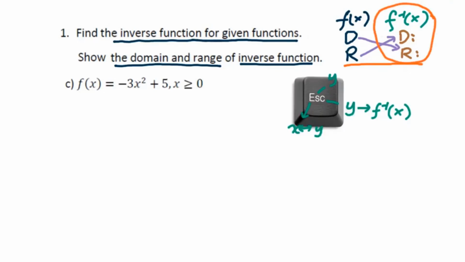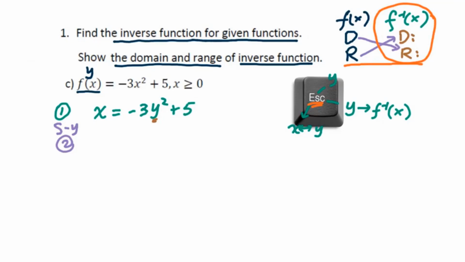Use the ESC button to remember the steps of finding an inverse function. Therefore, the first step, exchange x and y. f(x) means y. So we got x equals negative 3y squared plus 5. Then the second step, remember that it's solve for y. You count the y as a variable. We could say this is a power pattern equation.